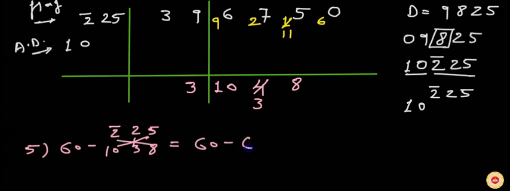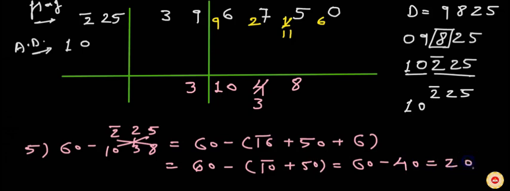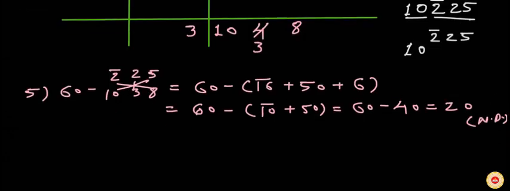multiplied by minus 2 is minus 16, plus 10 multiplied by 5, 50, plus 3 2s are 6, which is equal to negative 16. See, let me write here 60 minus negative 16 plus 6 is negative 10 plus 50, which is equal to 60 minus negative 10 plus 50 is 40, which gives us 20. 20 is the net dividend, and let us divide 20 by 10.